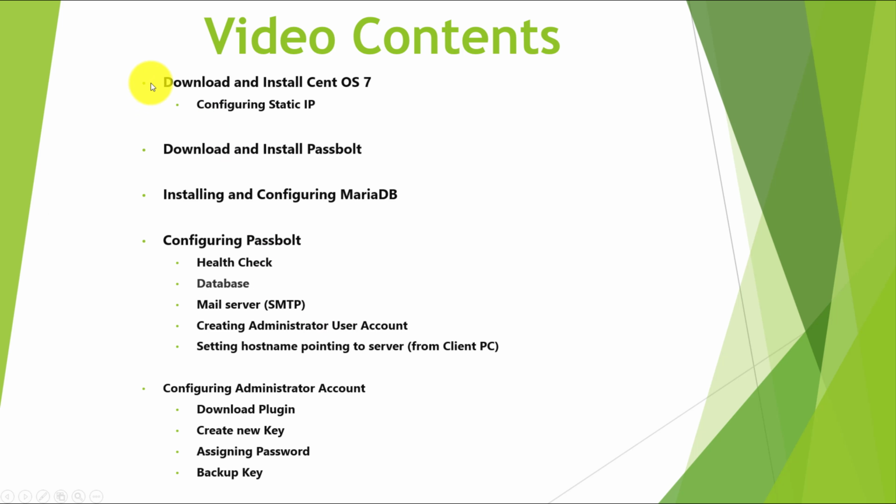Okay, so now we have finished downloading and installing CentOS 7. Then we finished installing Passbolt and MariaDB. Even the configuration is completed. So now we are going to configure the administrator account. First we should download the plugin, then create a new key. Then we should assign the password to log into the account. Then if you want, you can take the backup of your key as well. So I'm going to show how to do that.